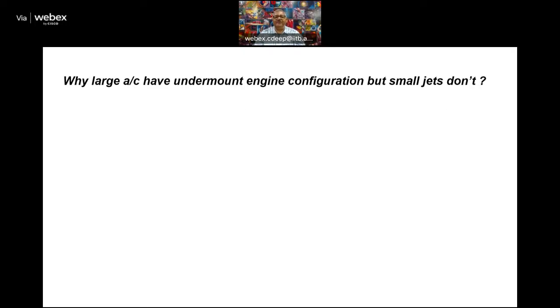The first technical question is why large aircraft have an under-mounted engine configuration, but small jets don't. For that, we first have to realize what is the application of large aircraft as against small jets. Large aircraft are actually used by airlines to transport a large number of passengers and cargo, whereas small jets are usually used by businessmen or by companies for transporting a small number of people or for personal transportation.